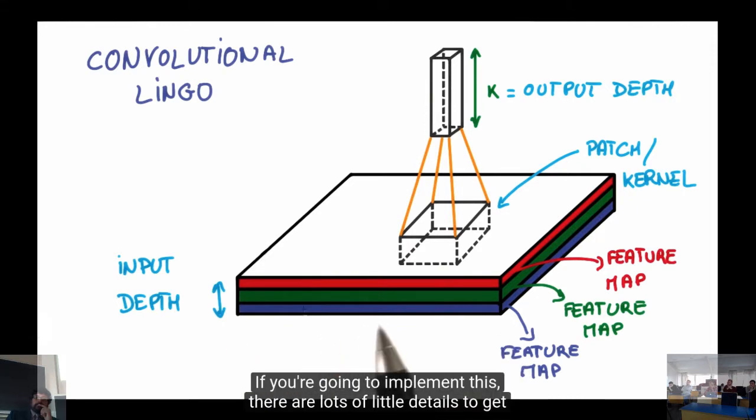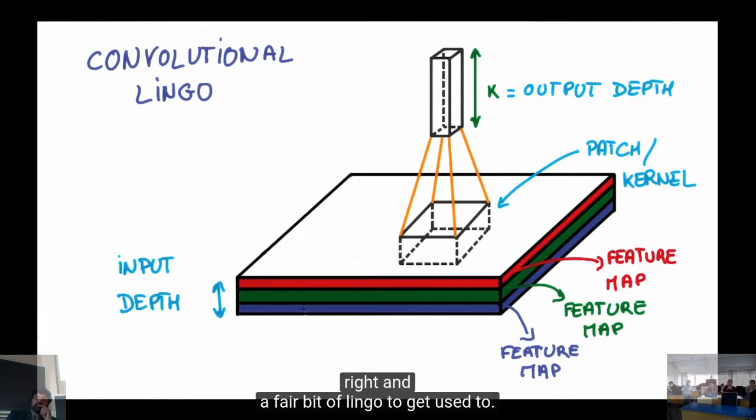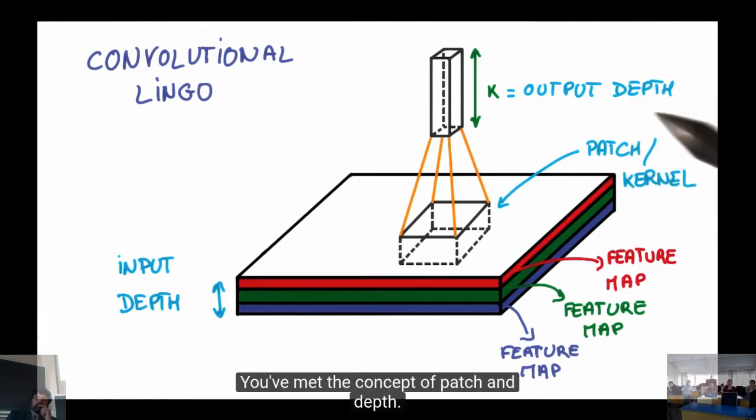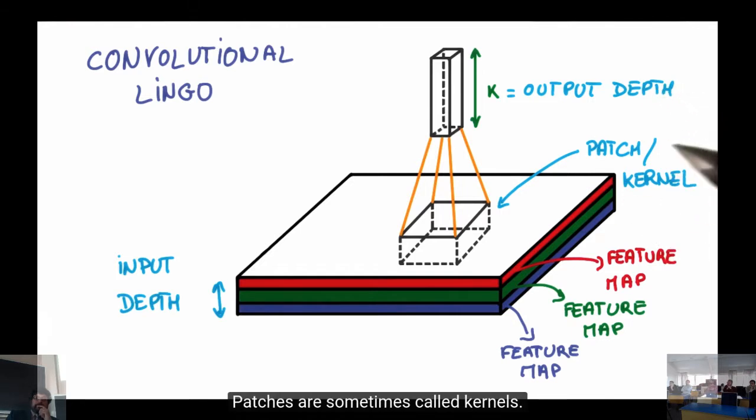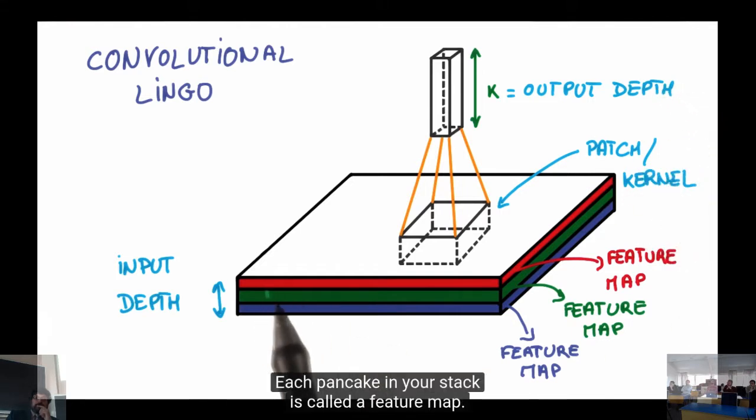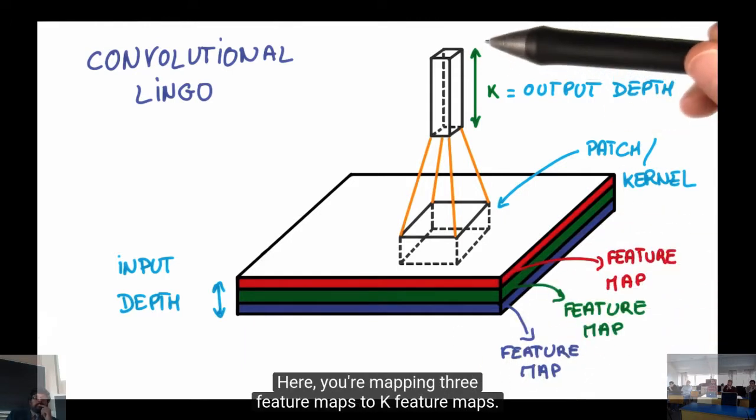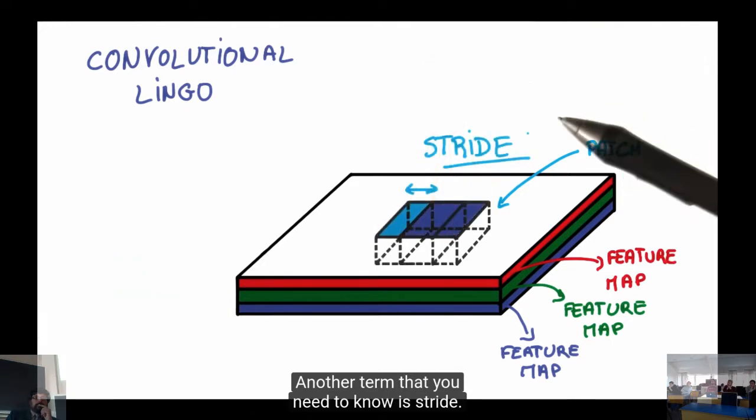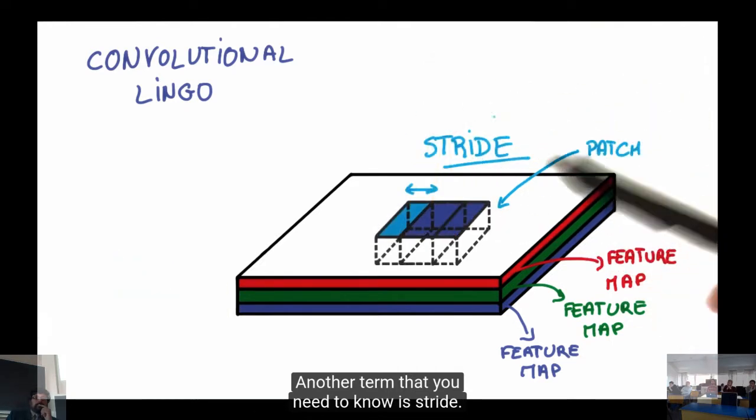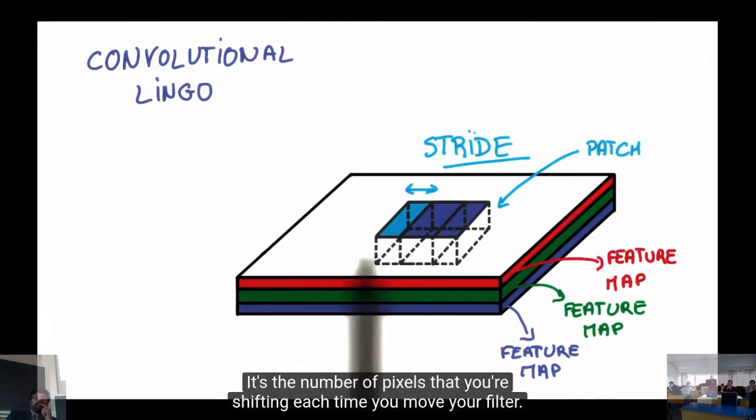If you're going to implement this, there are lots of little details to get right and a fair bit of lingo to get used to. You've met the concept of patch and depth. Patches are sometimes called kernels. Each pancake in your stack is called a feature map. Here you're mapping 3 feature maps to k feature maps. Another term that you need to know is stride. It's the number of pixels that you're shifting each time you move your filter.